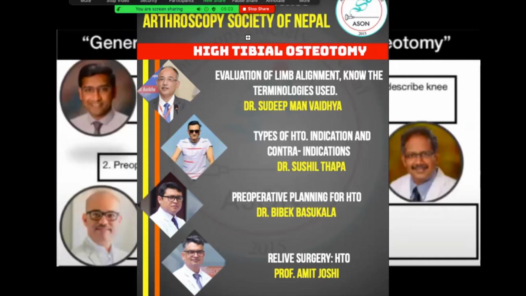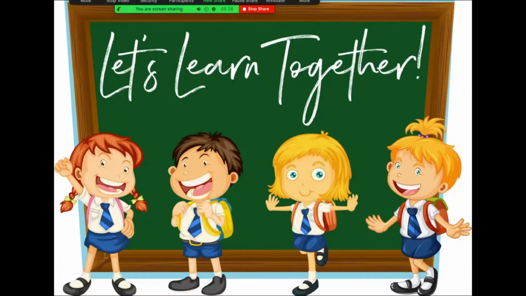Today we have Sudeep Manshrestha talking on evaluation of limb alignment and the terminologies used. Then Susil will be talking about types of high tibial osteotomy, indications and contraindications. Then I myself will be talking about pre-operative planning. And finally, we'll be wrapping up with Professor Amit Joshi talking about revision surgery of high tibial osteotomy. So let's learn together and let's start the meeting.